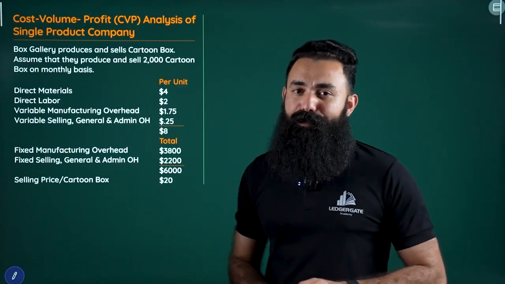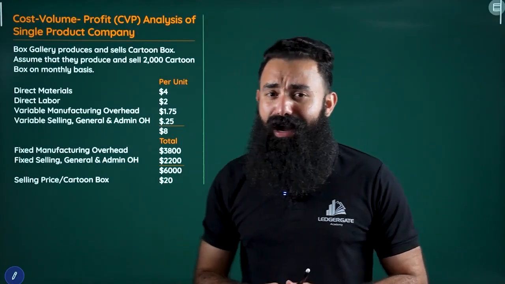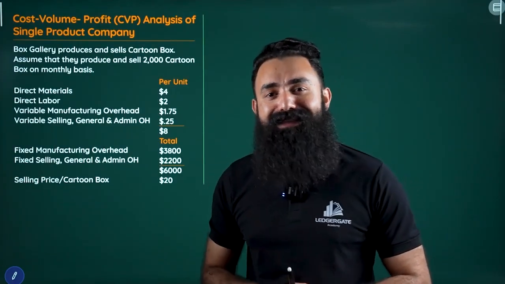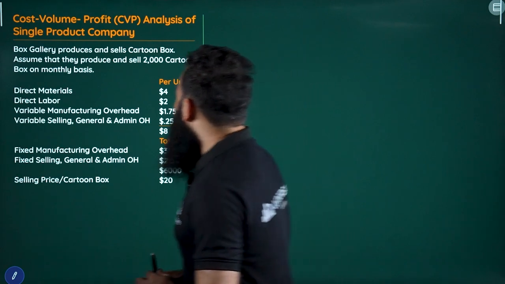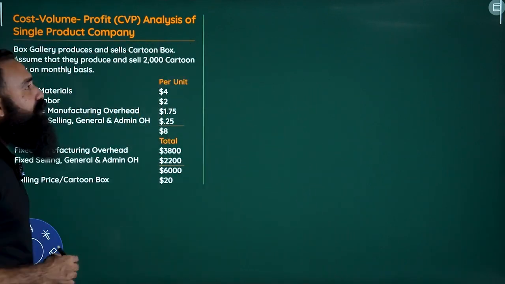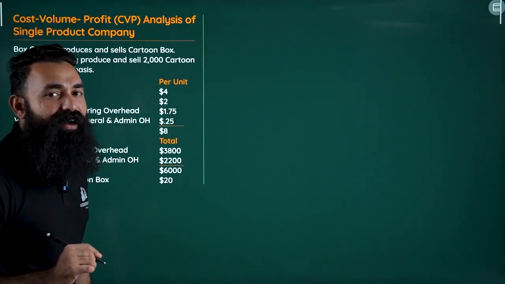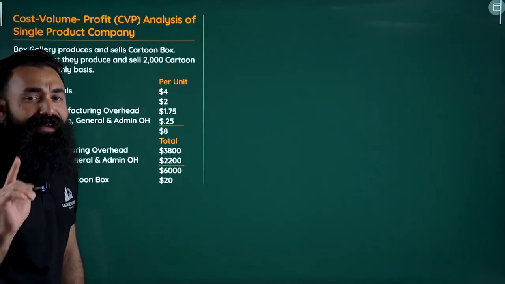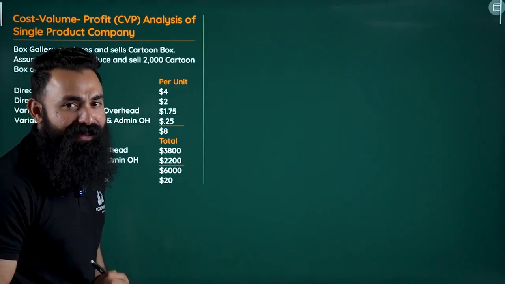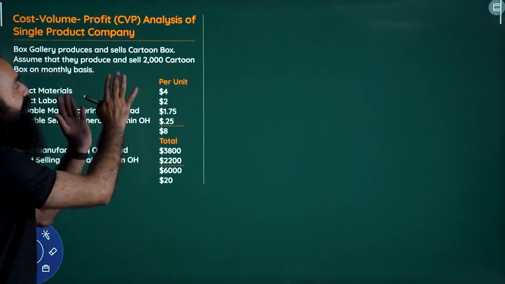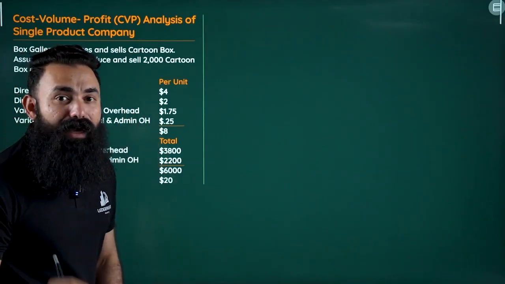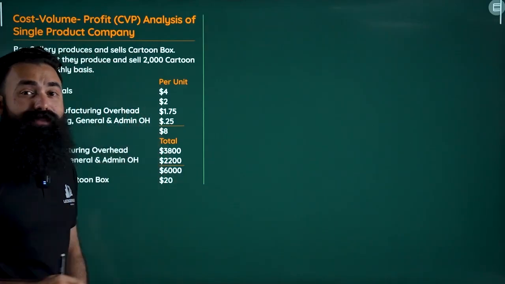This is the scenario. Based on this particular scenario, we are going to conduct the CVP analysis of a single product company. So as part of our CVP analysis, the first point we have to take into account is break-even point. Before discussing what break-even is, with the available resources and details, we are going to prepare a contribution margin income statement.